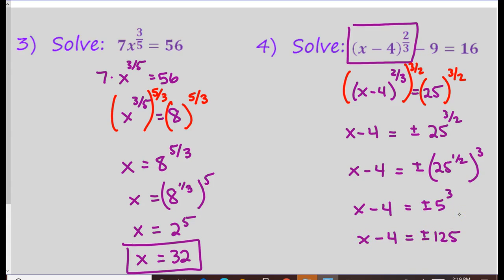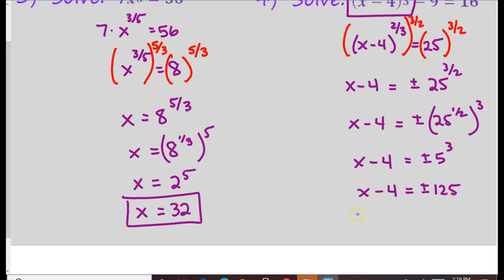And then we're going to add 4 to both of those. So 4 plus 125 is 129, and 4 minus 125 is negative 121.